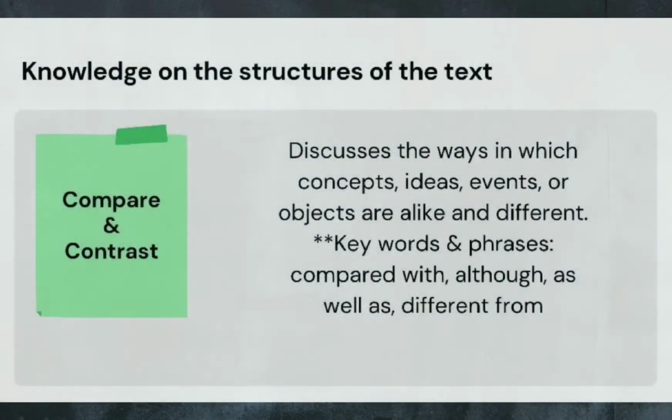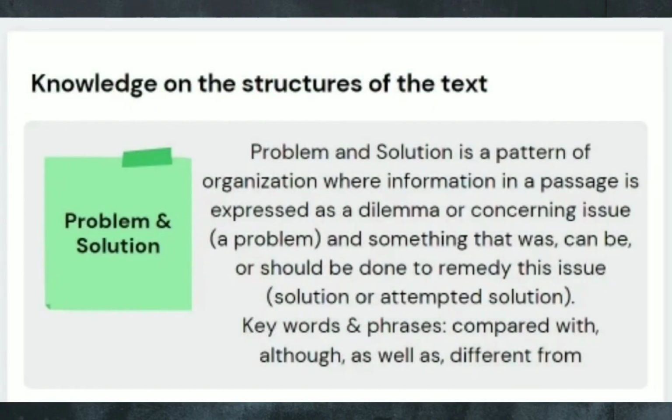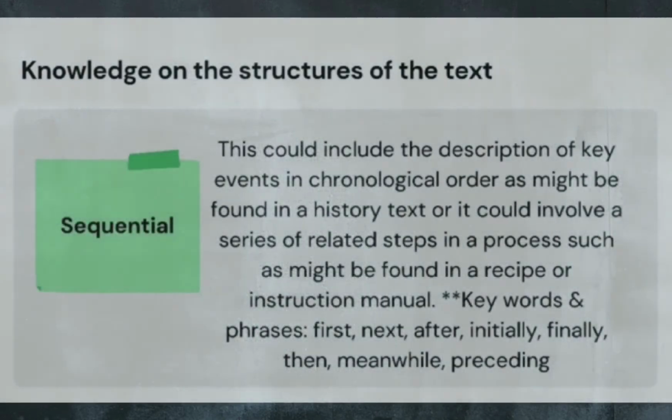Another common text type of expository text is compare and contrast. It discusses the way in which concepts, ideas, events, or objects are alike and different. Problem and solution is a pattern of organization where information in a passage is expressed as a dilemma or concerning issue, that is a problem, and something that was, can be, or should be done to remedy this issue, that is a solution or attempted solution.